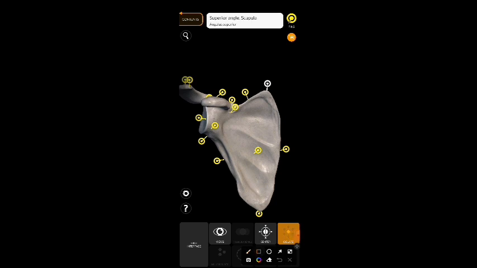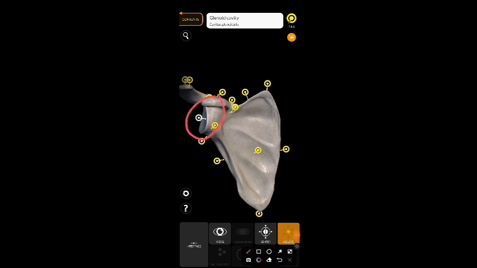Scapula has 3 angles, 3 borders, 2 surfaces and 3 processes. This is the lateral angle, also known as the glenoid angle. This is the superior angle, and this is the inferior angle. You can read the names here. This is the inferior angle, this is the superior angle, and this is the lateral angle, also known as the glenoid angle.